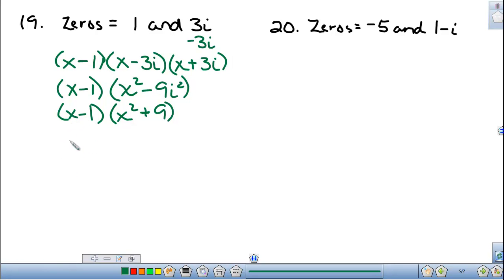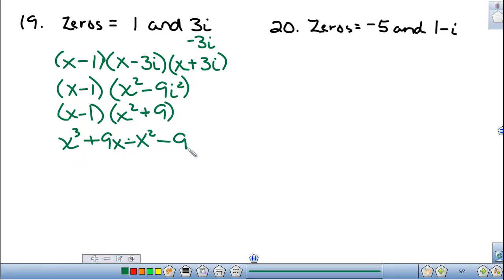I'm going to start with x, and I'm going to multiply it by x squared. That gives me x cubed. And then x times 9 is plus 9x. Now I'm going to move to the negative 1 and distribute it as well. Negative 1 times x squared is minus x squared. And then negative 1 times 9 is minus 9.